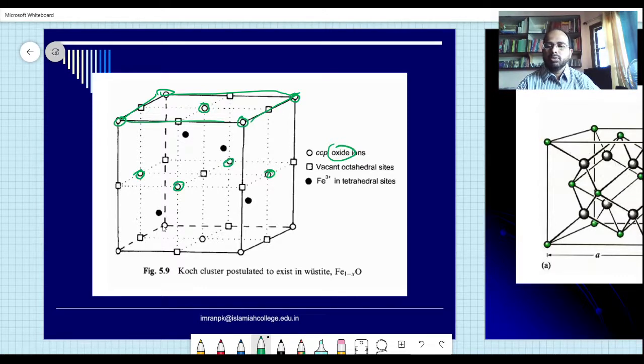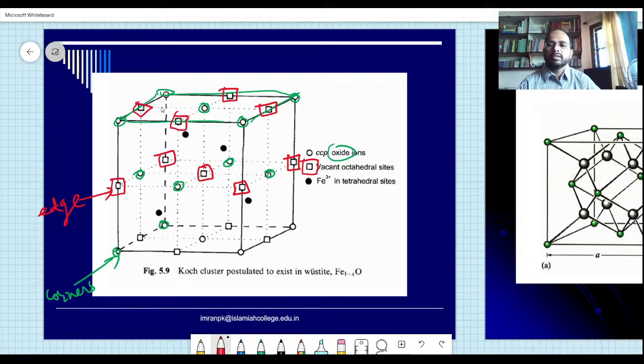Now look at how they are occupied. The oxide ions are in the corners, and the vacant octahedral sites are on the edges. Here on the edge, and here it is at the center. This is also at the edge, and this is also an edge. So all the edges are occupied by octahedral sites. That is not a hole, this is a site, and Fe2+ may simply go and sit there.